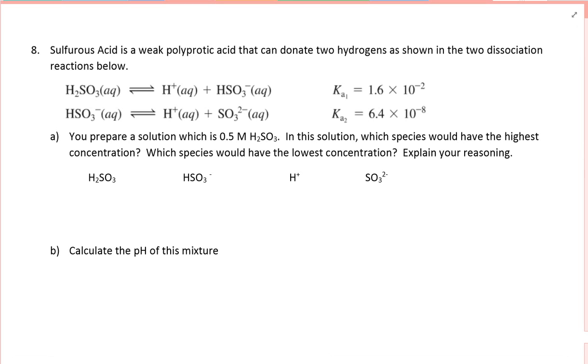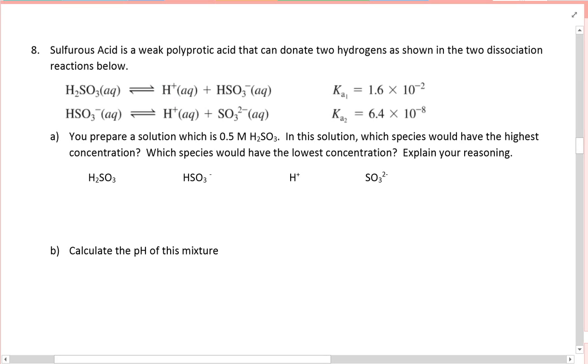All right, let's take a look at some problems that are mainly about interpreting these magnitudes of K. So we've got problem 8 here, which is looking at a polyprotic acid, and polyprotic acids lose their hydrogens one at a time. So you've got two different dissociations happening, two different K values. We've got Ka1 where we lose the first hydrogen right here, Ka2 where you lose the second hydrogen right here.